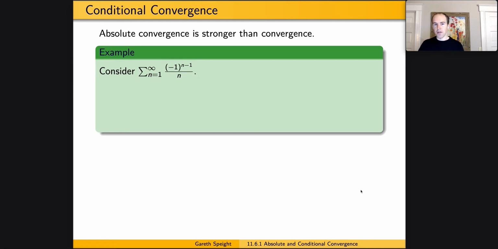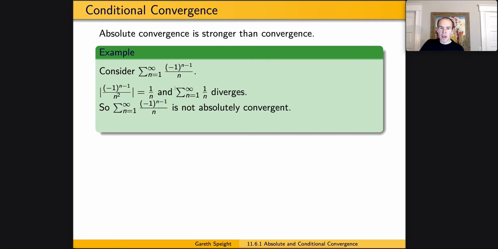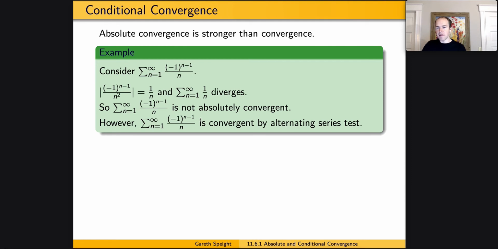However, absolute convergence is stronger than convergence. If we look at a slightly different series, the sum of (-1)^(n-1) divided by n, here we're dividing by n rather than n squared. If we take the absolute values, we get 1 over n, and we know the sum of 1 over n diverges. So this series is not absolutely convergent. However, it is convergent, because (-1)^(n-1) divided by n is an alternating series, and the positive part is 1 over n, which is decreasing and goes to 0. So it's not absolutely convergent, but the series itself is convergent. So absolute convergence is strictly stronger. If it's absolutely convergent, that implies convergent, but if it's not absolutely convergent, that doesn't say anything.